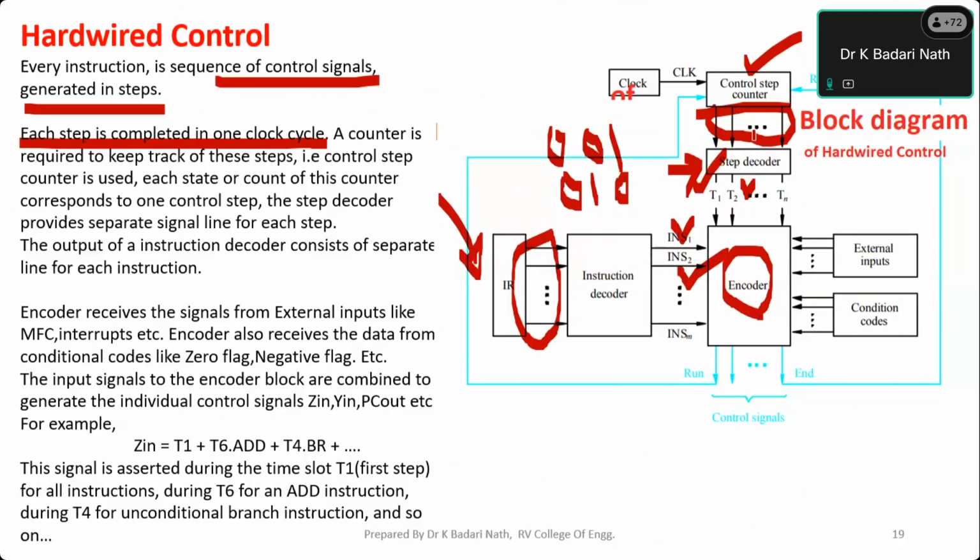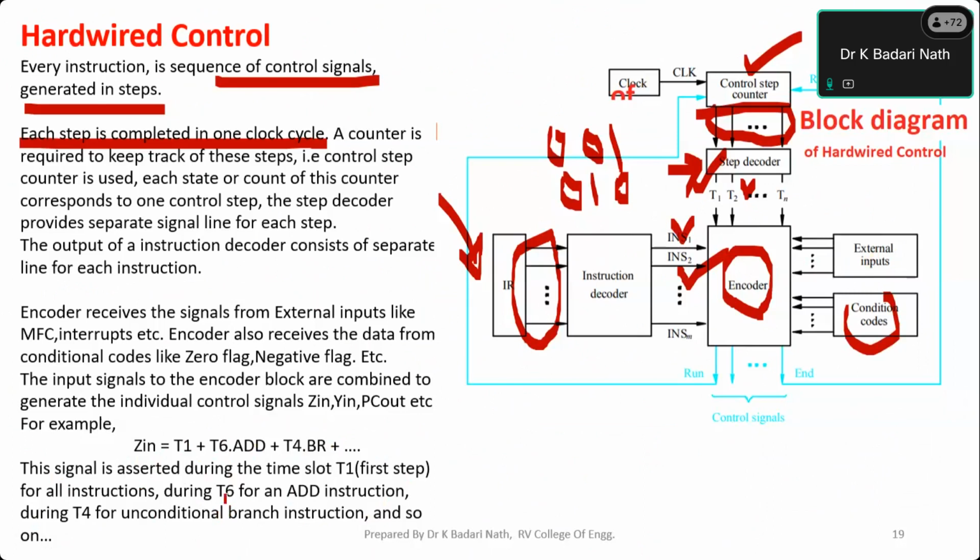The encoder gets information from the clock cycle counter, from the instruction decoder, from the read, write and other external input signals, and also the interrupts. Based on that, and on the flags, it generates the signals. One example is Zin. How is the Zin signal generated by the encoder? Zin equals T1 plus T6 dot Add plus T4 dot BR plus extra. This signal is asserted during time slot T1, the first step, for all instructions, during T6 for an add instruction, during T4 for an unconditional branch instruction, and so on.